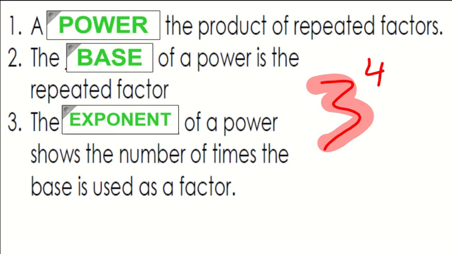The exponent in a power shows the number of times the base is used as a factor. So what that means is if I've got 3 to the 4th power, I'm doing 3 times itself 4 times. So 3 times 3 times 3 times 3. Make sense? We've done a little bit with exponents before, right?